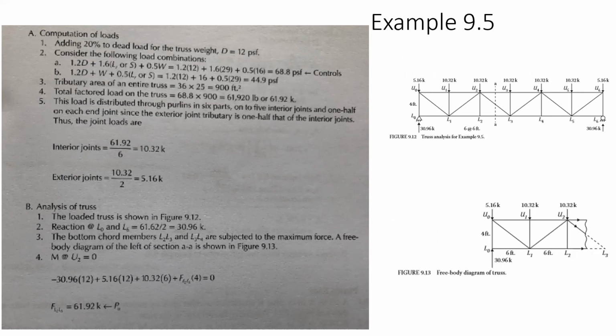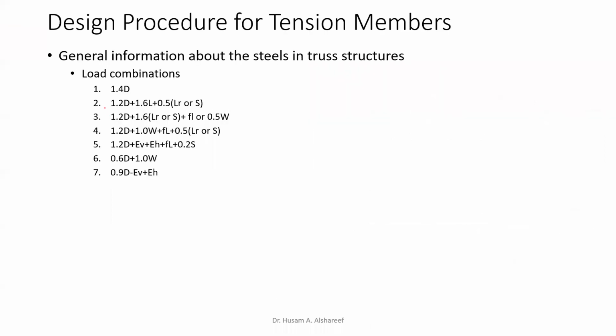First, to start with, we need to identify the computation of the load or the load combination. Like I said, because your dead load is 10 PSF, we added 20% worth of weight of the truss to make it 12 PSF, as you see here. So then, if we look at the load combinations, we took case number, I believe, 2 and 3, if I go back to them.